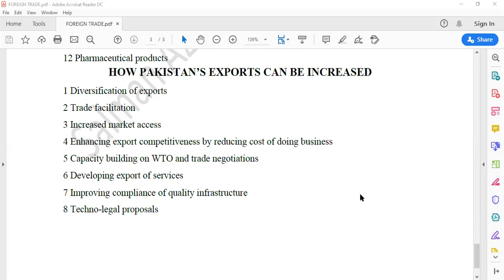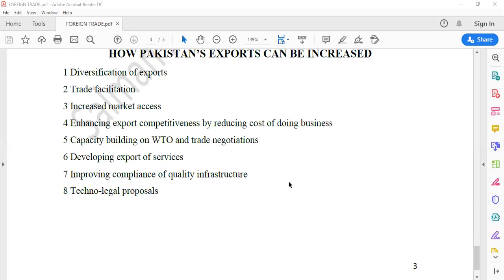Sixth is developing export of services. Like we import services, we should export services. We should send our doctors, our educationists and all learned persons to other countries so that they may go there, earn from those countries and send back their incomes.